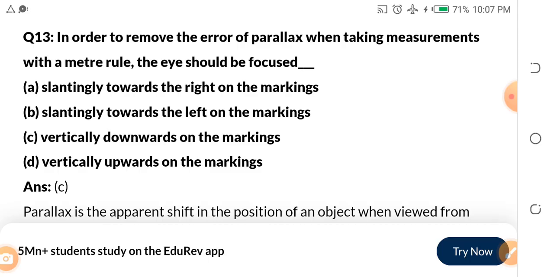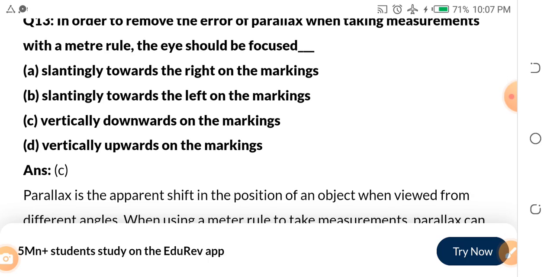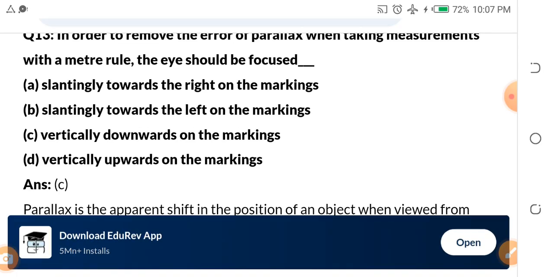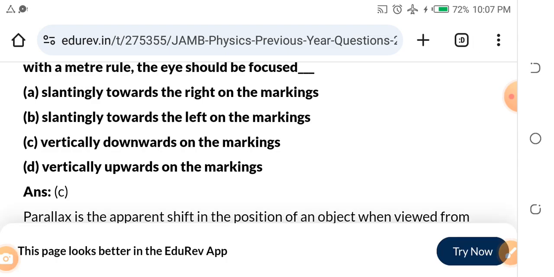B. Slightly towards the left on the marking. C. Vertically downward on the marking. C. Vertically upward on the marking. The answer is C. When you're taking such measurement, you should look vertically downward on the marking on the ruler. When you get a meter rule, possibly a transparent meter rule, you can see the markings on it. So you should look at it vertically downwards.